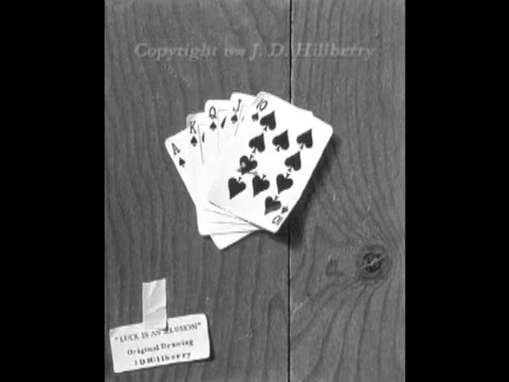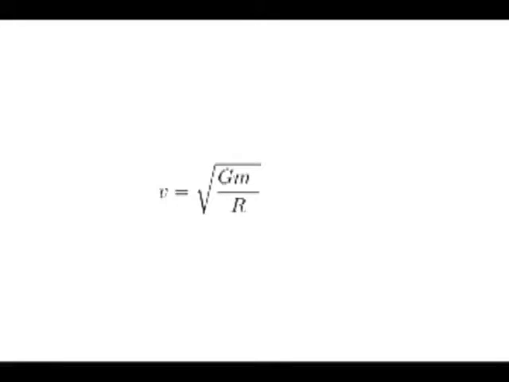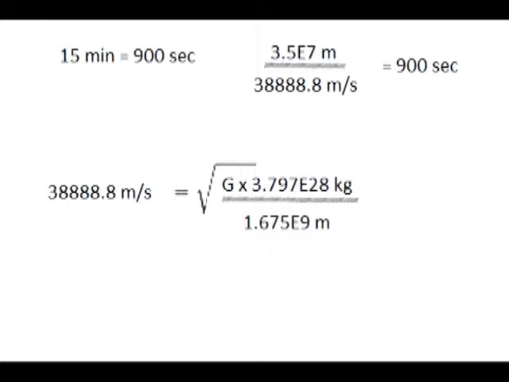Luckily for them, I was there with my knowledge of the formula v equals the radical of the mass of Yavin multiplied by the gravitational constant over the distance. I was able to solve how long it would take the Empire to travel the 3.5 times 10 to the 7th meters to reach them. The answer came out to be exactly 15 minutes, which was strange, almost like it was a movie scene.